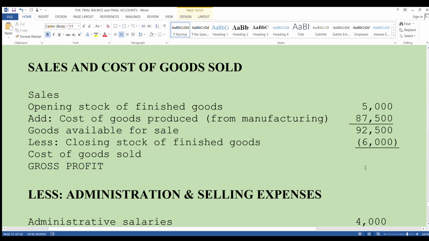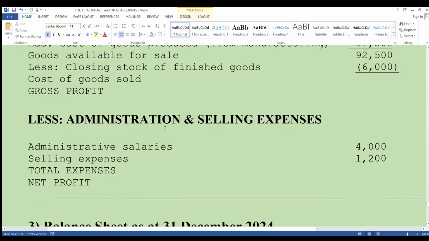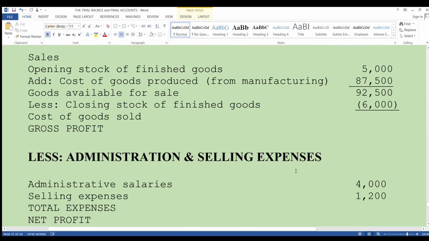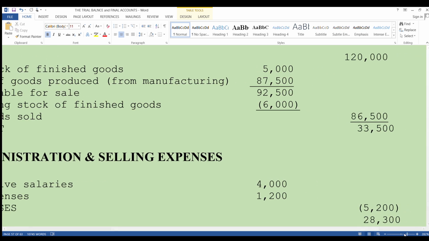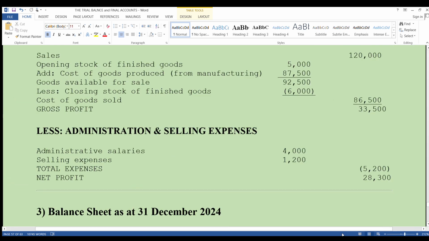Then after that, sorry, I did not indicate the figure here. Oh, sorry, it's this side. Let me just show the figure. I think it's okay now. So cost of goods sold is going to be 86,500, which is the cost of goods available for sale minus those goods that were not sold. So this is the amount of goods that were sold.